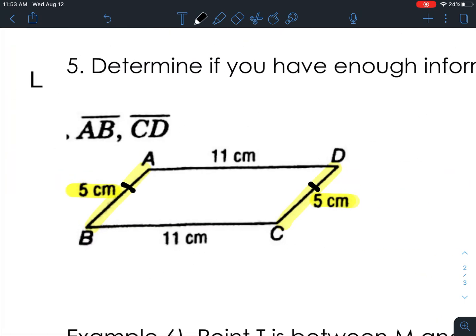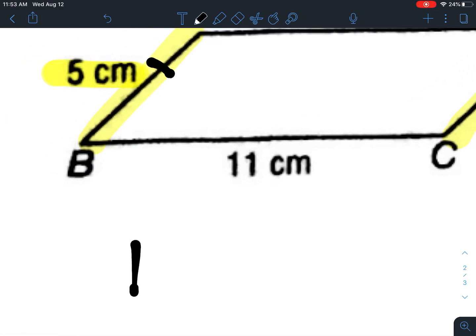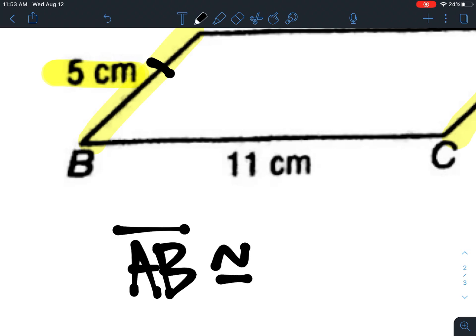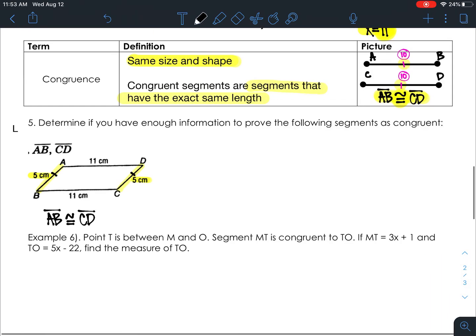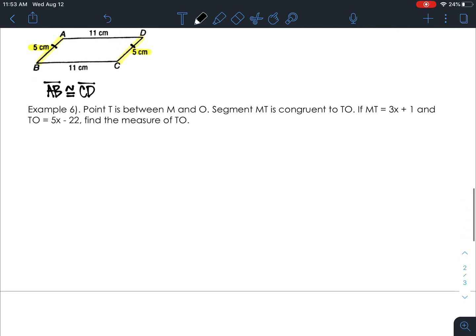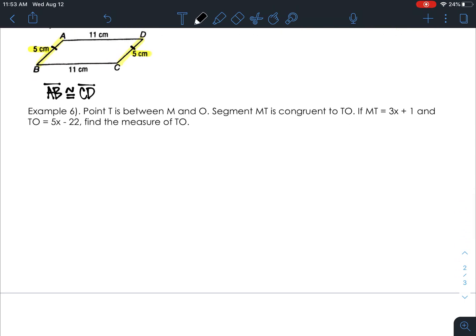I'm also going to practice just by showing you I could also state segment AB is congruent to segment CD. And that's another way. And we know that because they have the exact same length. Now, let's go ahead and try an algebraic example, using this idea.